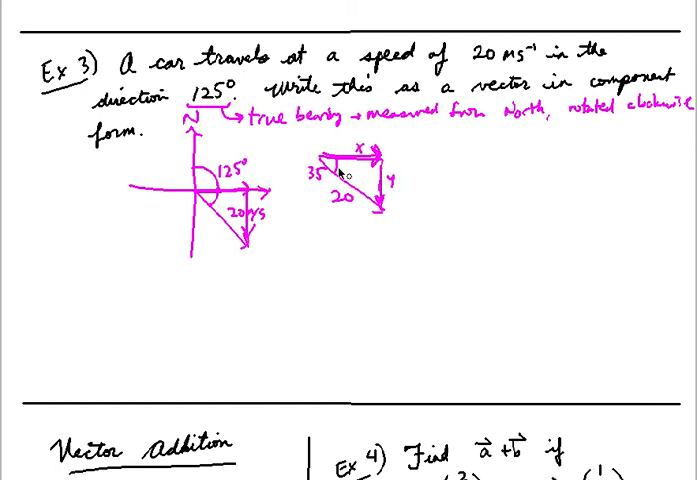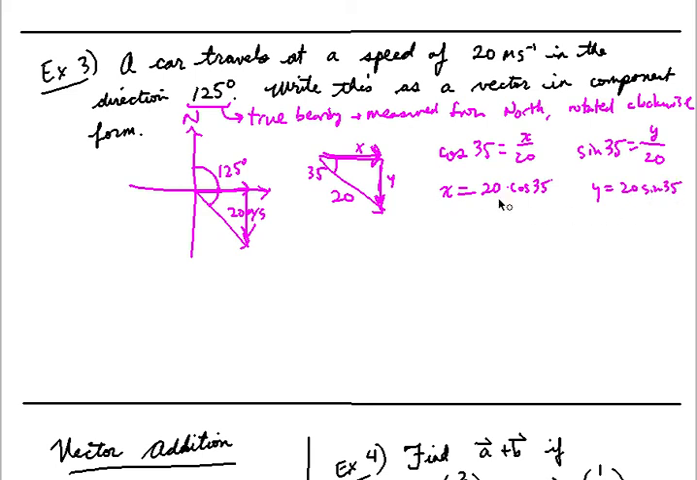So what would the x value be? Well, to find the x value, I'd have to do the cosine of 35. So cosine of 35 is equal to x over 20, and the sine of 35 would be equal to opposite over hypotenuse, so y over 20. Okay, and now I'd solve for this. I'd get x equals 20 times cosine of 35 degrees, y equals 20 times sine of 35 degrees. And if I do this on my calculator, I would get this x to be approximately 16.4, and y would be approximately 11.5. Okay.